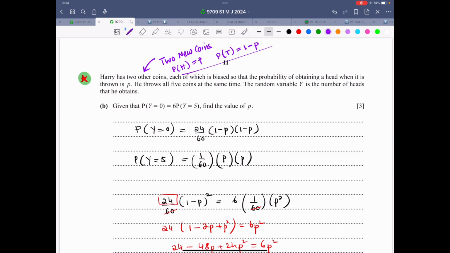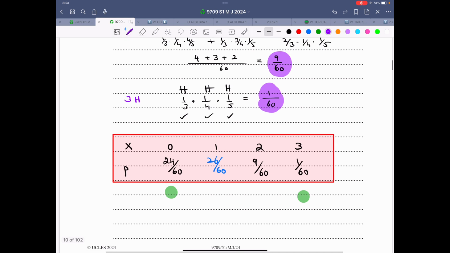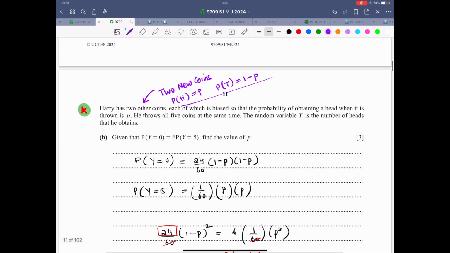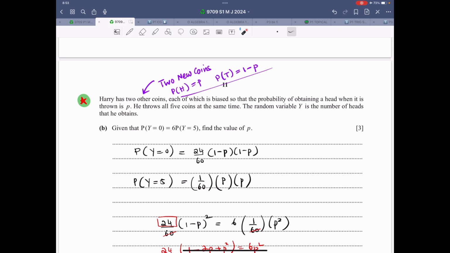Now keep this in mind. There were already 3 coins. So this is based upon 3 coins, and these 2 probabilities will be used up. So this is 3 coins and this is 0 heads. X is the number of heads. This is 0 heads and this is 3 heads. Now what are they asking? They are asking that he throws all 5 coins at the same time. The random variable Y is the number of heads that he obtained. Probability Y equals 0. That means 0 heads. So this is 3 coins with 0 heads.